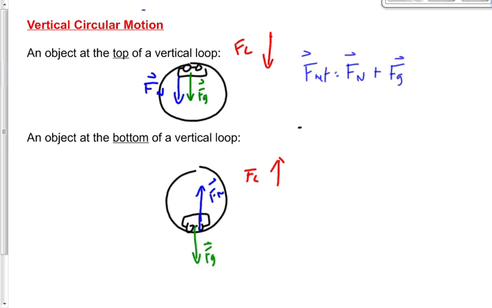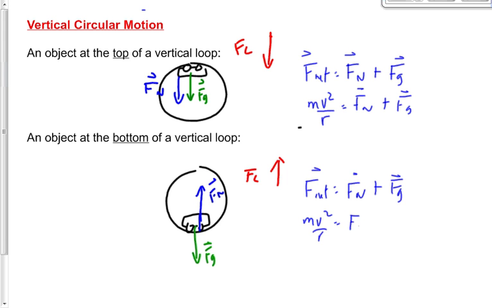You add these forces together, what do you get? The centripetal force, the force that pushes it toward the center of the circle. So instead of replacing it with m times a, this time we're going to replace it with mv squared over r equals Fn plus Fg. That's still m times a, right? But a is v squared over r, the centripetal acceleration. Down here, the exact same thing. F net is equal to Fn plus Fg, and mv squared over r is equal to Fn plus Fg.